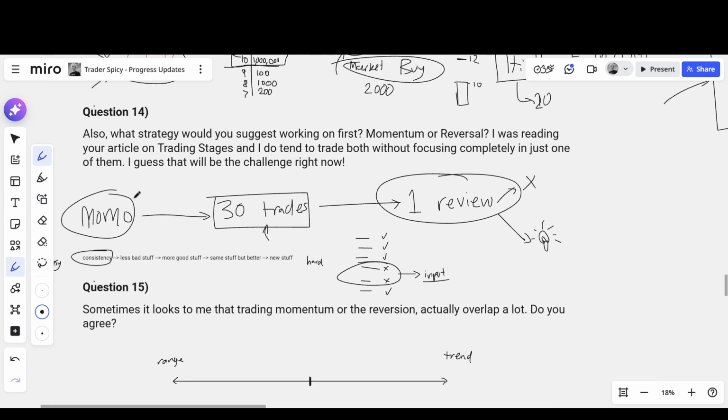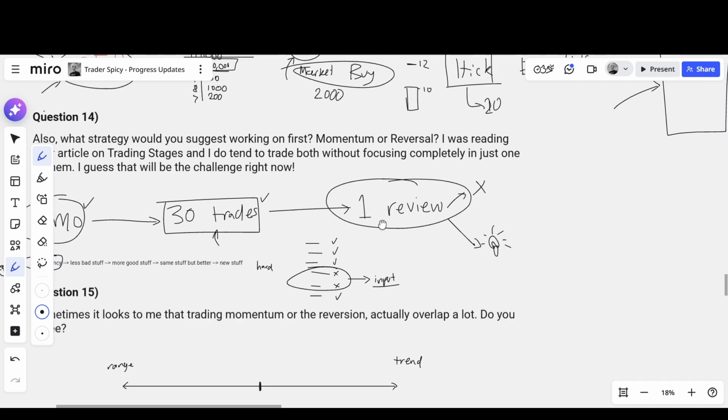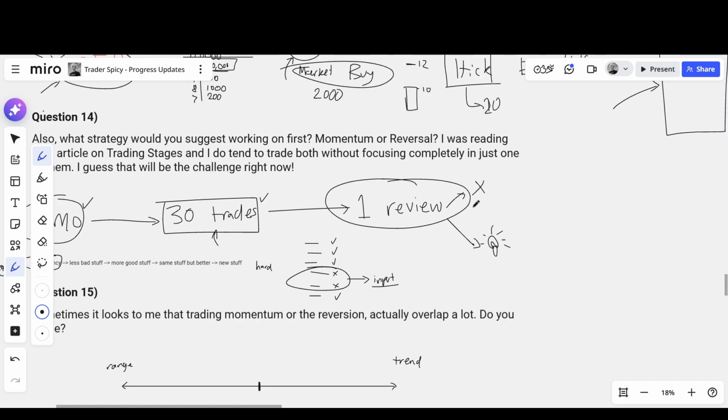So yeah, start with Momo, do 30 trades, do one review. Don't stress if you find no insights or no observations. Just the act of going through the 30 trades and double checking that you did in fact follow the rules for 30 consecutive trades is valuable.